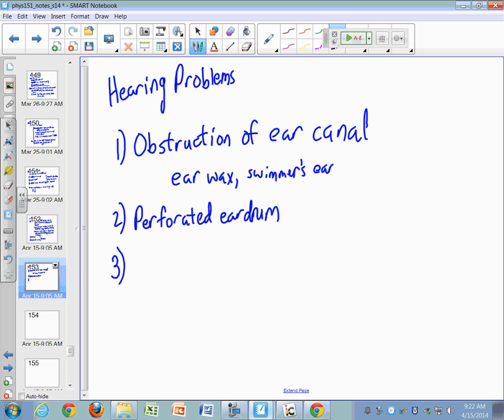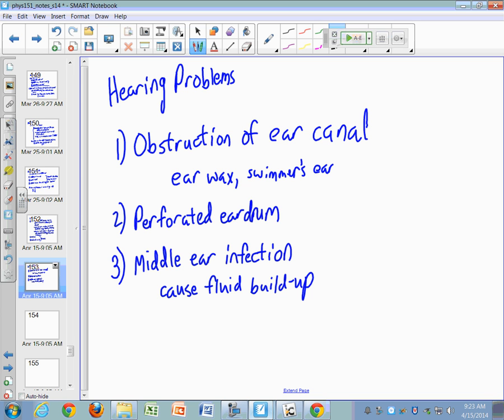You can have a middle ear infection. Kids often have middle ear infections. Middle ear infection, this can cause fluid buildup behind the eardrum, so it can't vibrate properly.